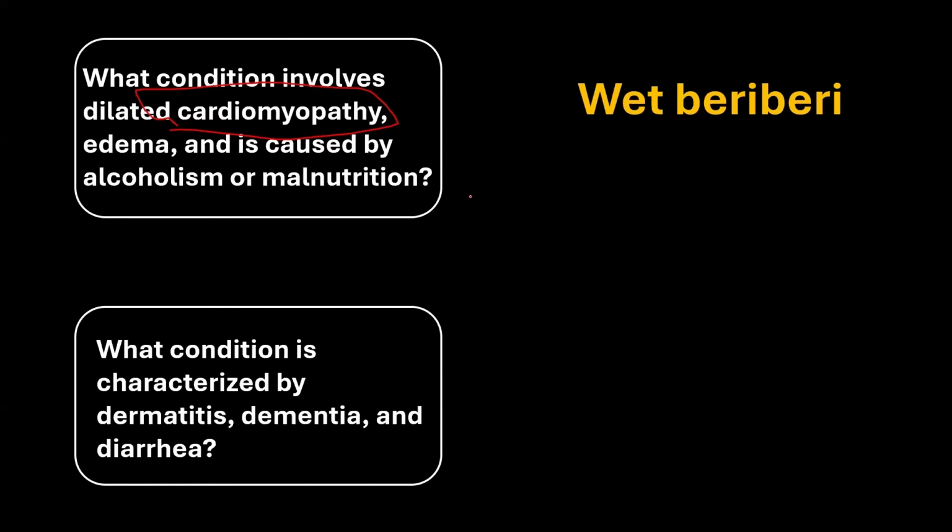All right, now what condition is characterized by dermatitis, dementia, and diarrhea? The three Ds. Yeah, pellagra. Where will their rash be? Yeah, good. Sun exposed areas. They'll be photosensitive. What is pellagra a deficiency in?